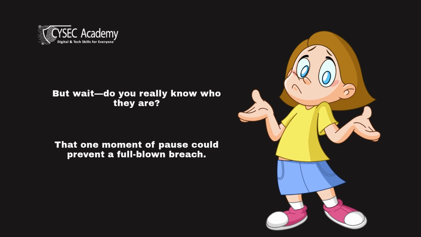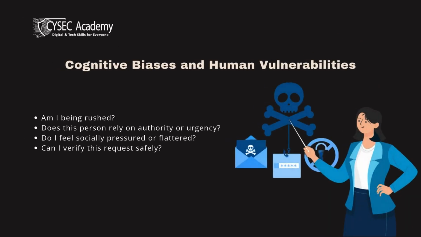Instead of giving your password, you say, "I'll call IT myself to verify this. Thanks." That one moment of pause could prevent a full-blown breach. Ask yourself these questions next time someone makes a request. Am I being rushed? Does this person rely on authority or urgency? Do I feel socially pressured or flattered? Can I verify this request safely? Recognizing manipulation is your first defense. Once you understand how your mind can be influenced, you become a lot harder to trick. These tactics rely on you not thinking, so your best weapon is awareness.